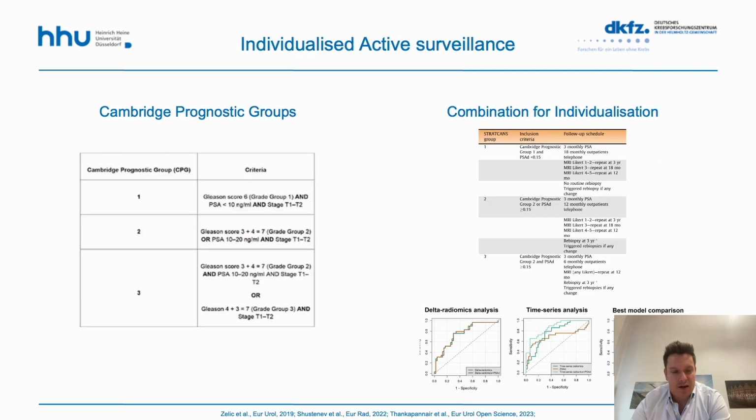These led us and colleagues from the University of Cambridge towards using some prognostic factors, the Cambridge prognostic groups and radiomics, to individualize active surveillance. And they proposed the StratCans group, as you can see on the right side. Depending on the Cambridge prognostic group, you can forgo follow-up biopsies, and you can personalize MRI follow-up scans, as you can see here, not in all cases after 12 months, but sometimes by a follow-up MRI at 18 months or 3 years.